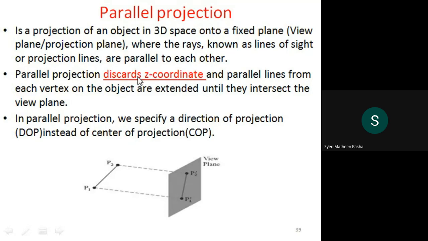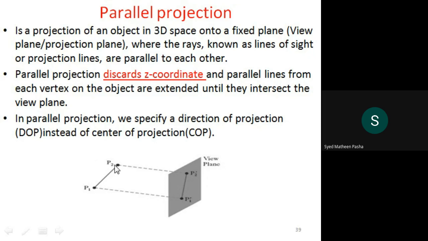Actually, both the projections with respect to the points will be parallel in any direction in some particular plane. So that is how parallel projection seems to be. Basically, as I told, the z coordinate will be discarded. Parallel projection discards z coordinates and draws parallel lines from each vertex of the object, depending on the intersection of the view plane. That is, it will perform the operation only in the xy plane, but if there is a z coordinate, it will discard that coordinate. In this kind of projection, basically the direction of projection is specified.